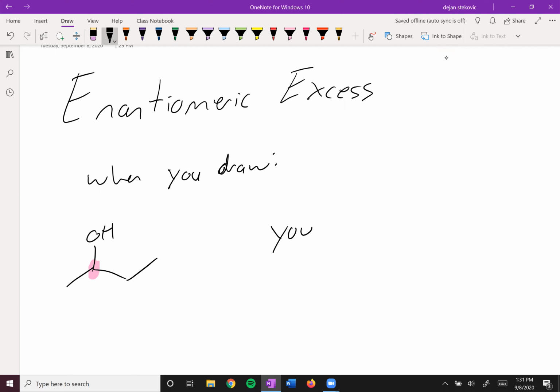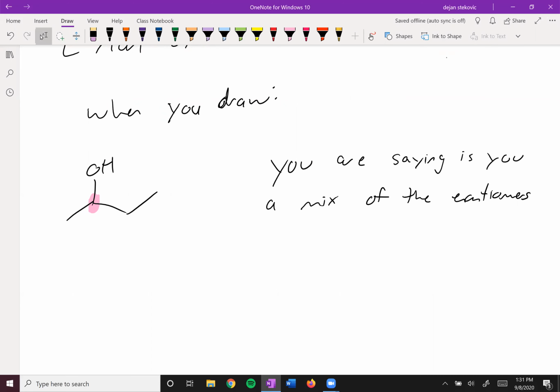And so when you draw a molecule like this, what you're saying is you have a mixture of the two enantiomers. So if you see a product like this as my product at the end of my reaction, that means that I'm going to have a mixture of the two. This is called a racemic mixture. And if you think about it, it's not going to be optically active if it's 50-50, right? The left hands are going to shift it to the right, the right hands are going to shift to the left, or vice versa, but they're going to cancel each other out.